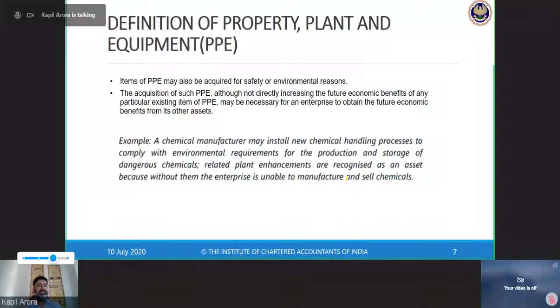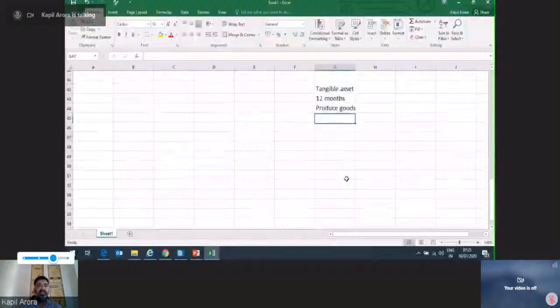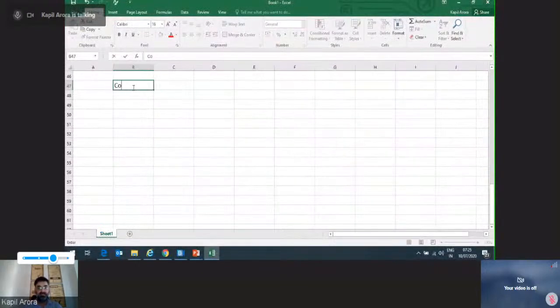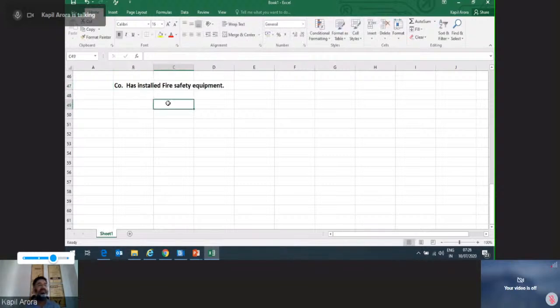There may be a case where a company has installed fire safety equipment. Are these kept for production? Are these kept for rental to others? Are these kept for any admin purpose?